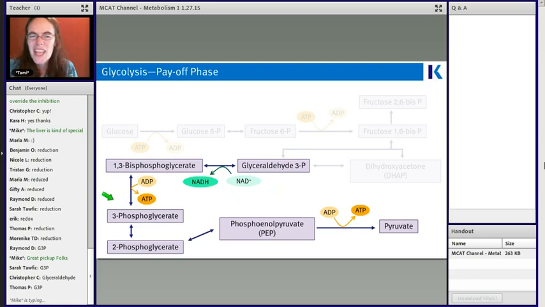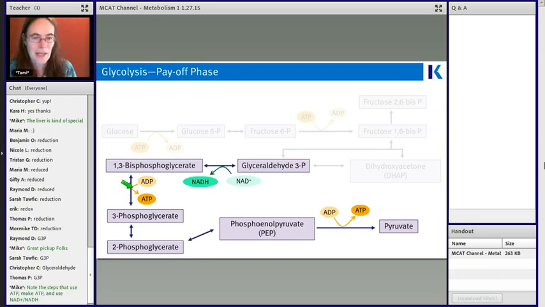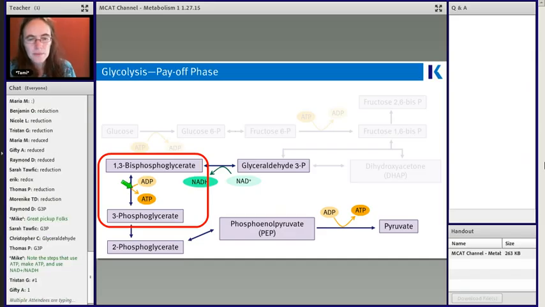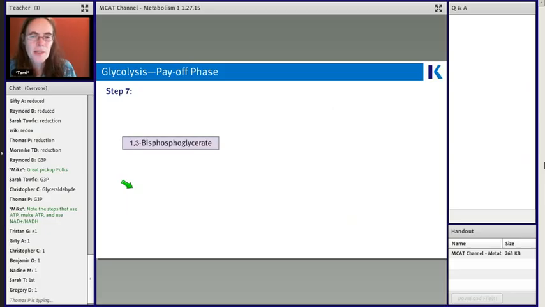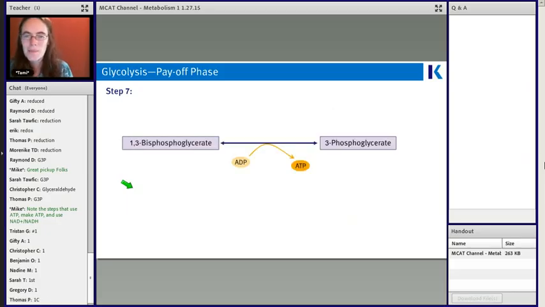Step 7, this is the first place that I actually make ATP. Okay, this is a good thing. And notice I go from 1,3-bis to 3-bis. So which of my carbons am I going to be pulling that phosphate from to make my ATP? Yep, carbon 1. Perfect. That's exactly what we wanted to look for. So step 7 here, 1,3-bisphosphoglycerate. I make ATP. I remove that phosphate from the first carbon, and I get 3-phosphoglycerate.